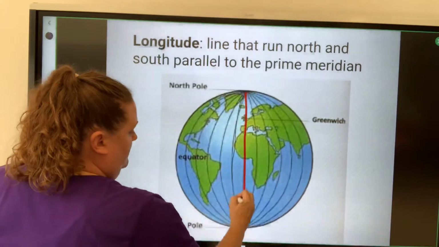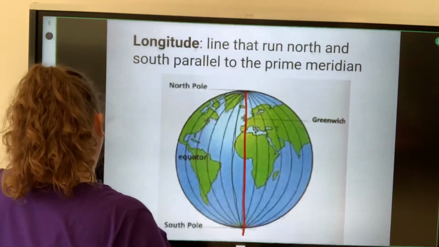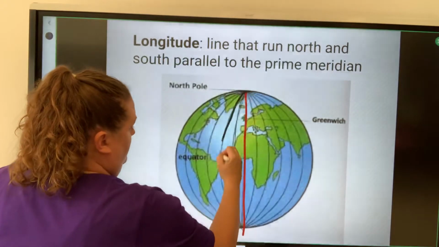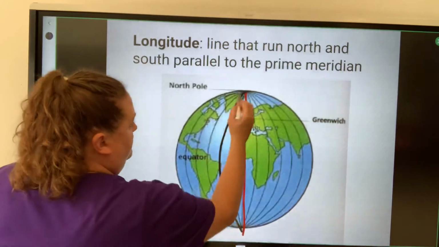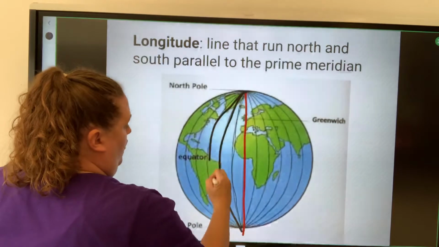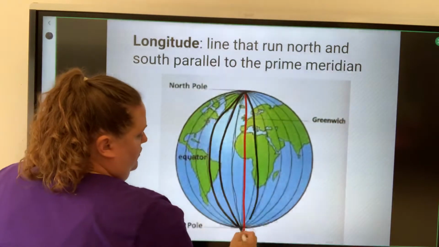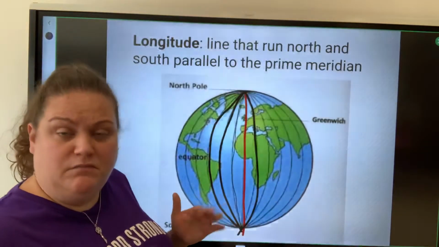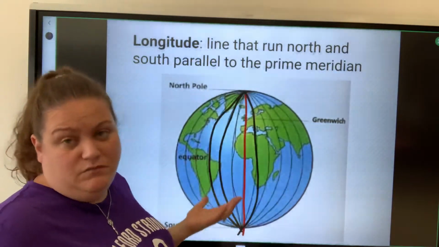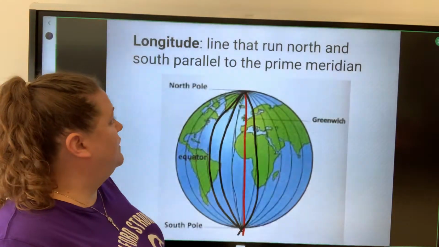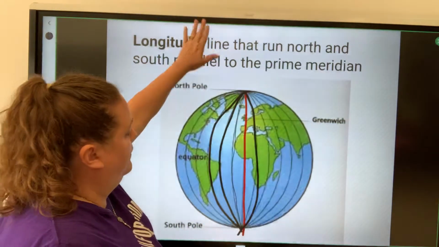Depending on how close it is, it could be 1 degree, it could be 5 degrees, it could be 10 degrees. But this is how sailors and people navigated the globe, by how many degrees away from the equator or the prime meridian they were. Notice they're kind of bowed like the ribs of a pumpkin, because it is a globe, so it is round. So longitude is the line that runs from north to south parallel to the prime meridian.